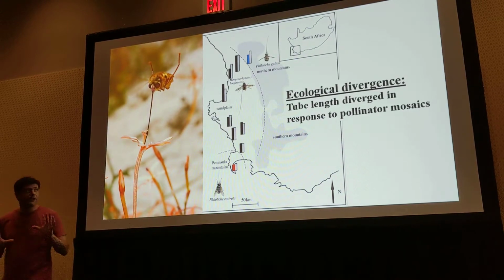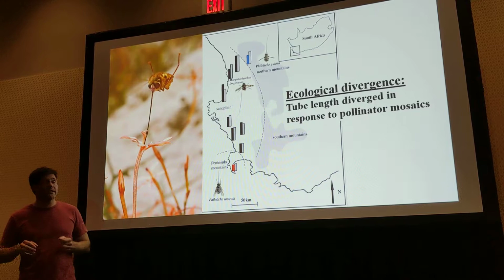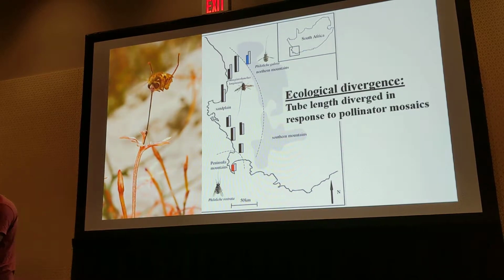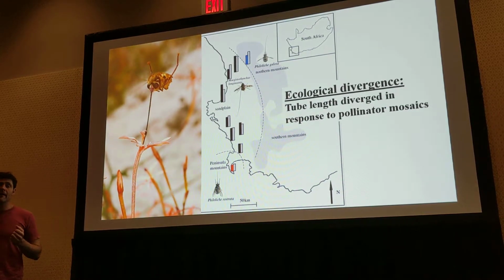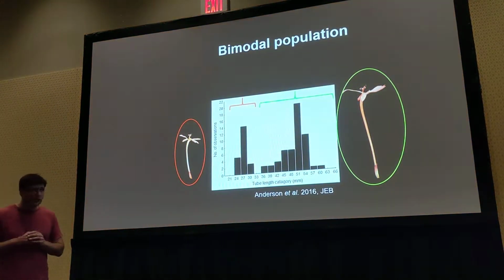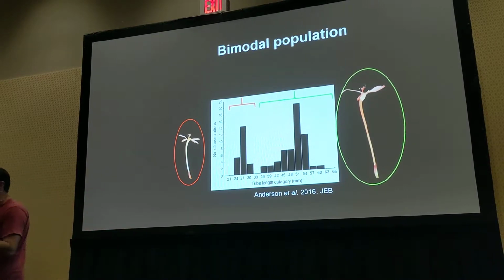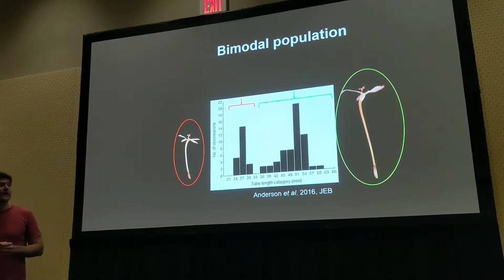So these data suggest that ecological divergence has occurred in this species, and that floral tubes have diverged in response to these fly tongue lengths. But what I want to talk to you about today is really reproductive isolation. So how does this tube length divergence result in isolation?